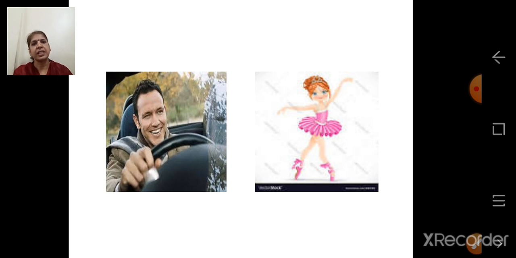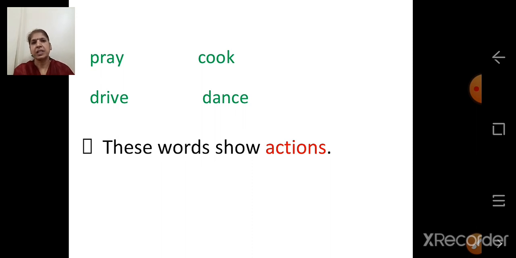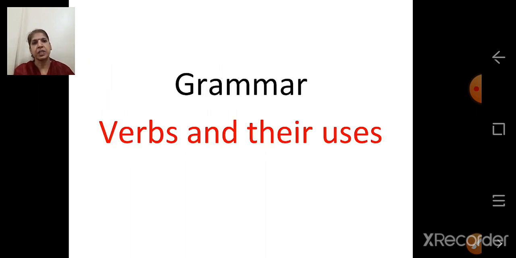She is dancing. Right? So, the words when we say praying, the main doing word, action word is pray. Cooking, cook. Driving, drive. Dancing, dance. So, these words pray, cook, drive and dance show actions. What are action words called? Action words or doing words. They are called verbs. So, today we will learn a new chapter, verbs and their uses.